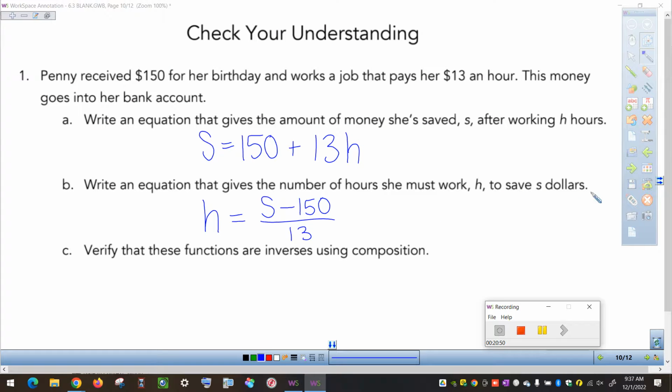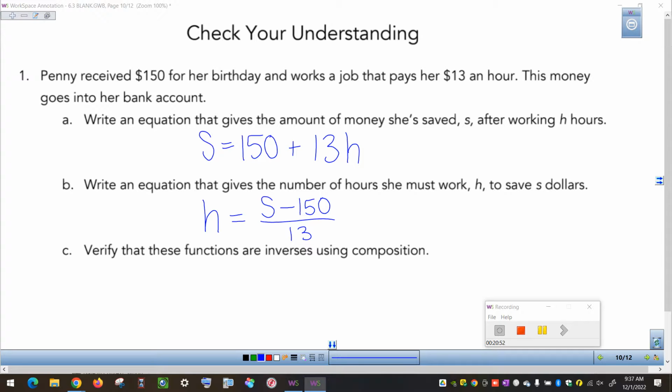All right, everyone. So we're going to come back together here and start to take a look at number one. Penny received $150 for her birthday. Now, she also works at a job that pays $13 an hour. She's putting all of that money into her bank account. So we're going to start by writing out a few versions of an equation relating the variables S, the amount of money she saves, and H, the number of hours that she's worked.